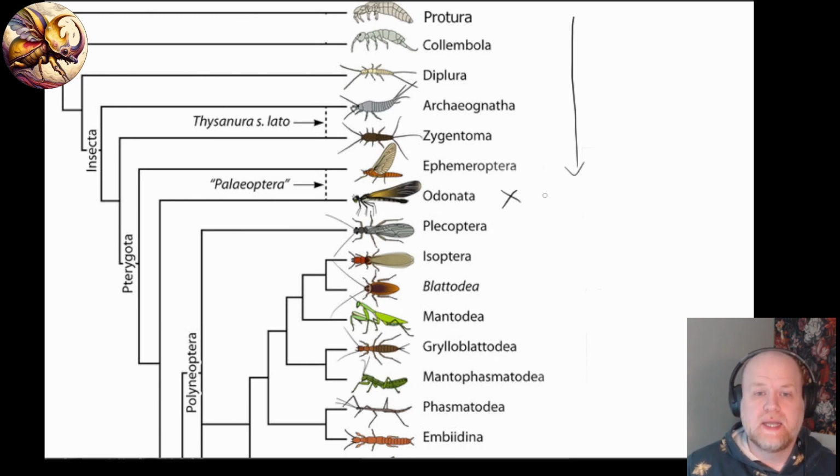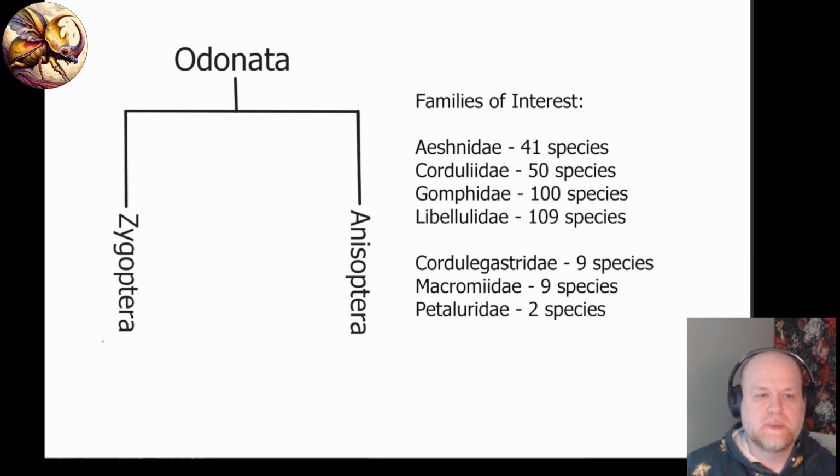So, like I said, today we're going to talk about the Anisoptera. Last time we talked about the Zygoptera, and these were the damselflies. So the Anisoptera are a little more complicated. What I've labeled as the families of interest are the families which you can find in the United States and Canada, so North America, north of Mexico.